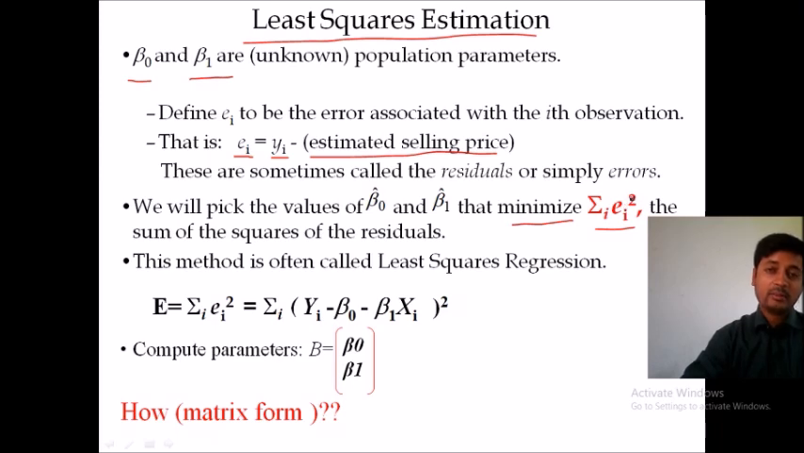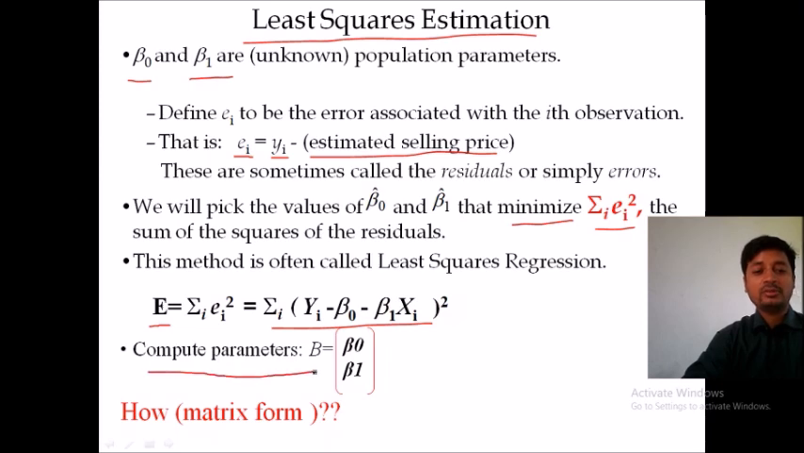Why square? Because if we do not square, the total sum may be 0, because some errors may be positive and some may have a negative sign, and they may neutralize each other. So most of the error will be neutralized by themselves and we will not get the actual value of error. That is why we are squaring it. So the total error is equal to the sum of the square of actual y minus estimated y.